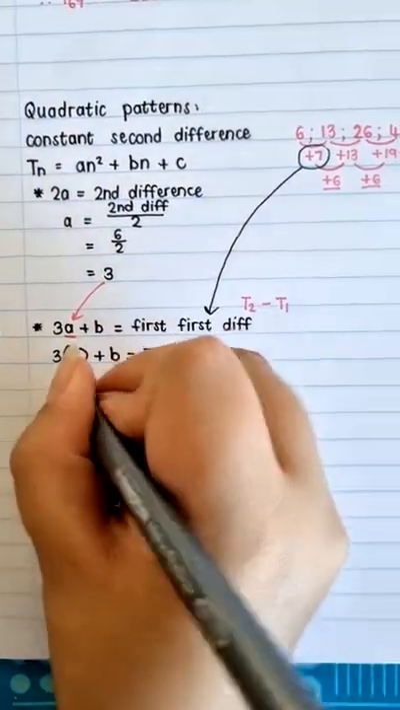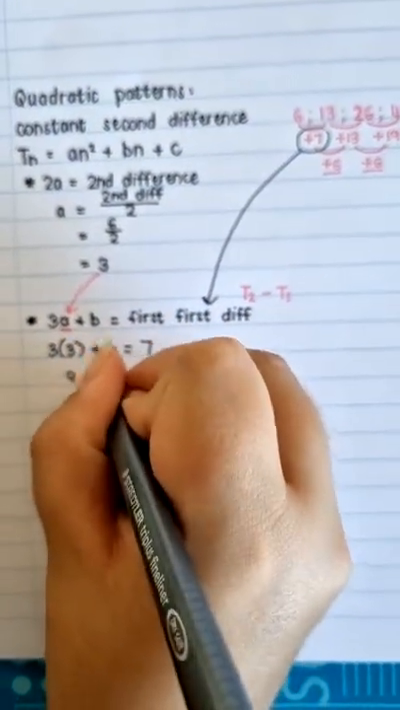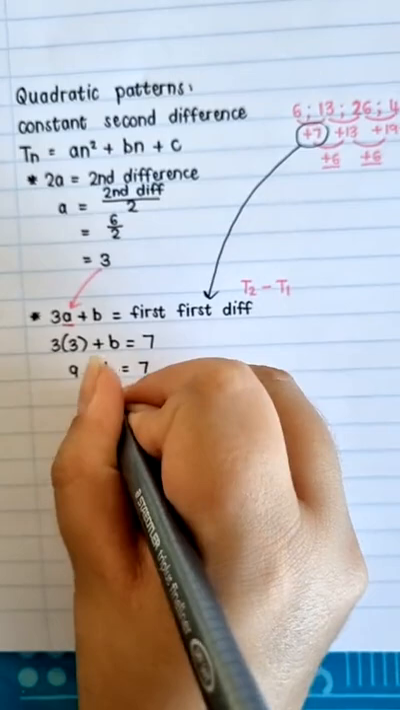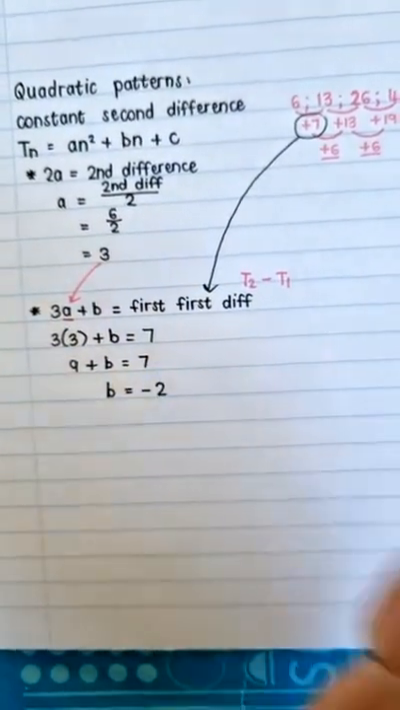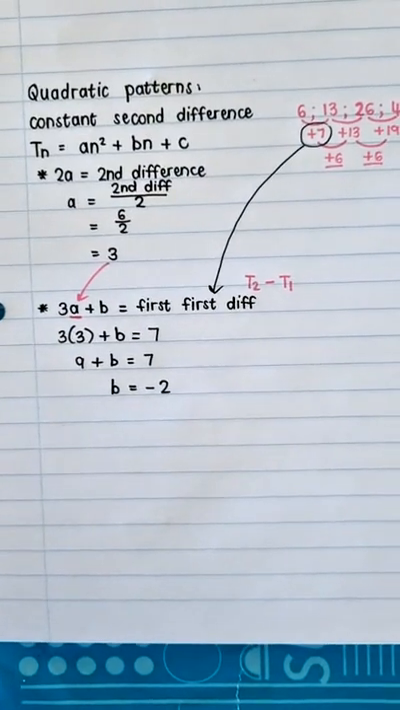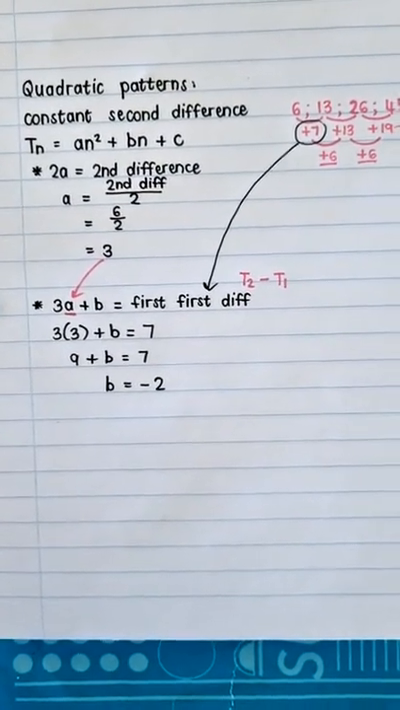Alright, so that means that 9 plus b is equal to 7. So b is going to be 7 minus 9, so negative 2. Alright, and there we have our b value.